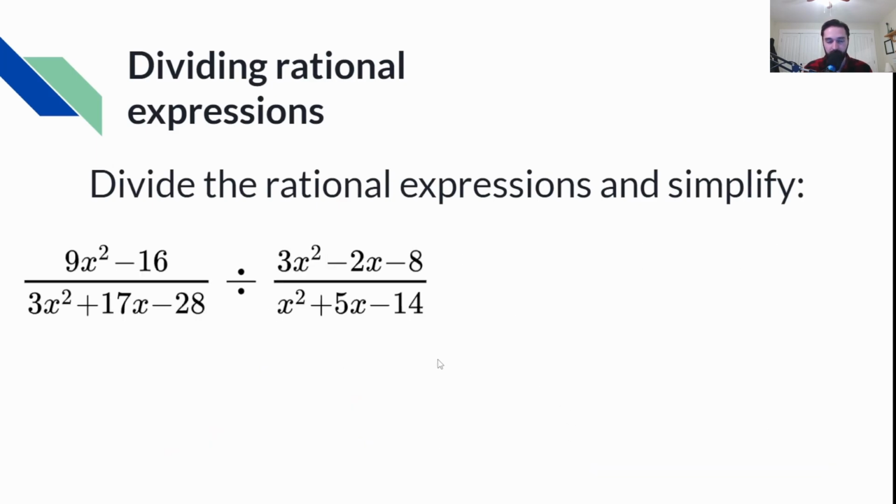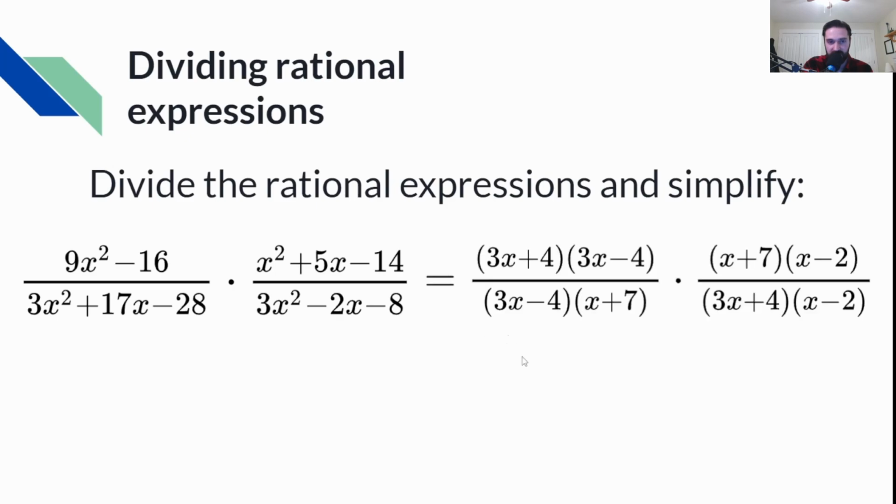Let's try one more. This problem is actually pretty interesting. We're dividing this by that, so let's multiply by the reciprocal of the second fraction. So now this becomes a multiplication problem. Let's see what we can factor. It turns out that all 4 of these expressions can be factored. So this is what we have after we factor.